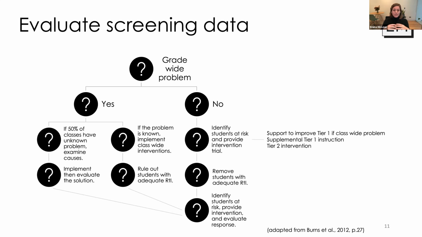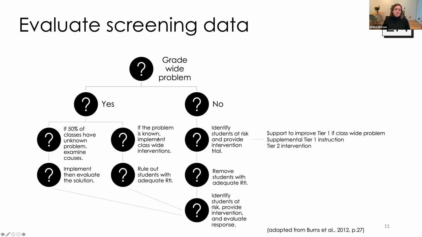So a grade-wide problem means that's happening in 50% of classes. If that is the case, yes, we have some decisions to make. If we don't really know what's going on or why it's going on, we'll go down the left-hand side. So if 50% of classes have an unknown problem, we have to dig deeper to examine what on earth's going on here. And then once we figure it out, we can implement and evaluate the solution.